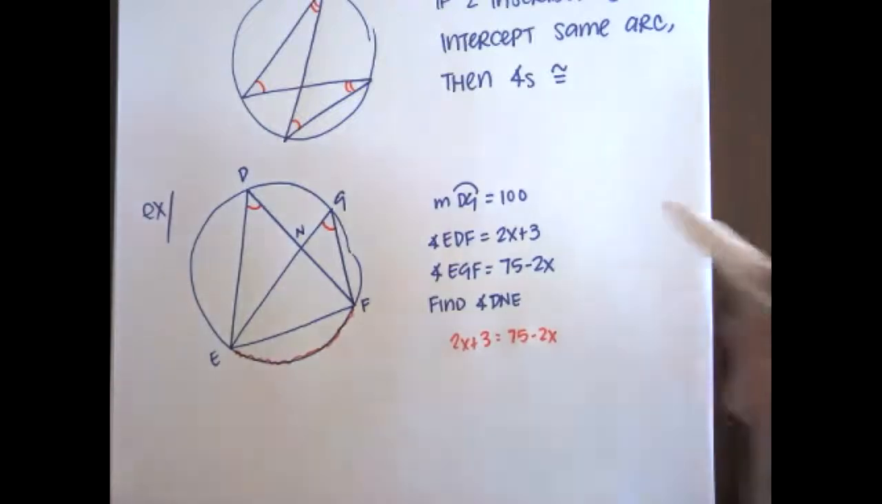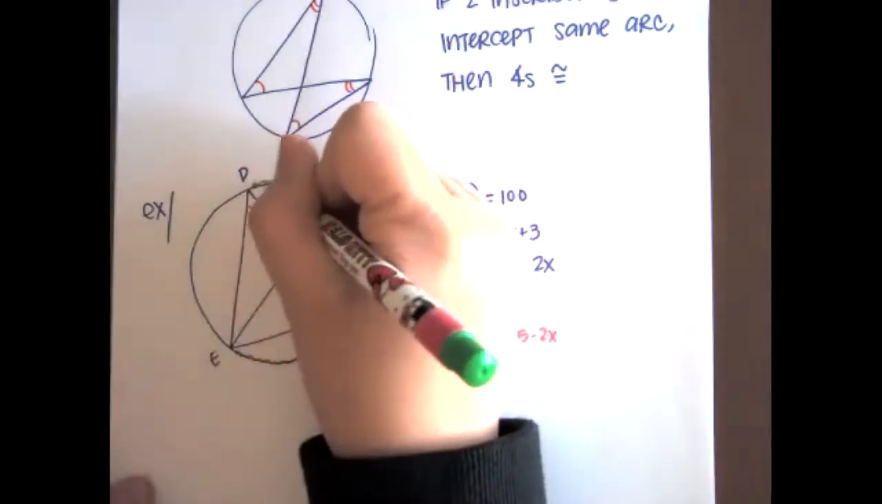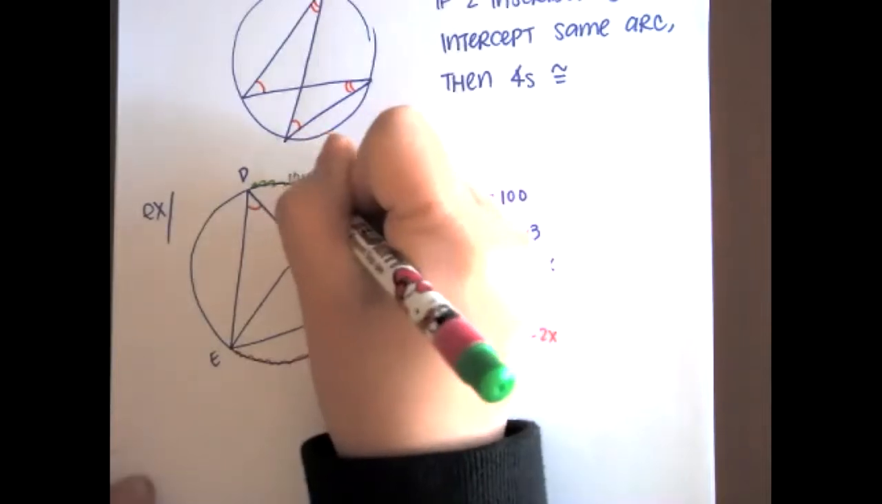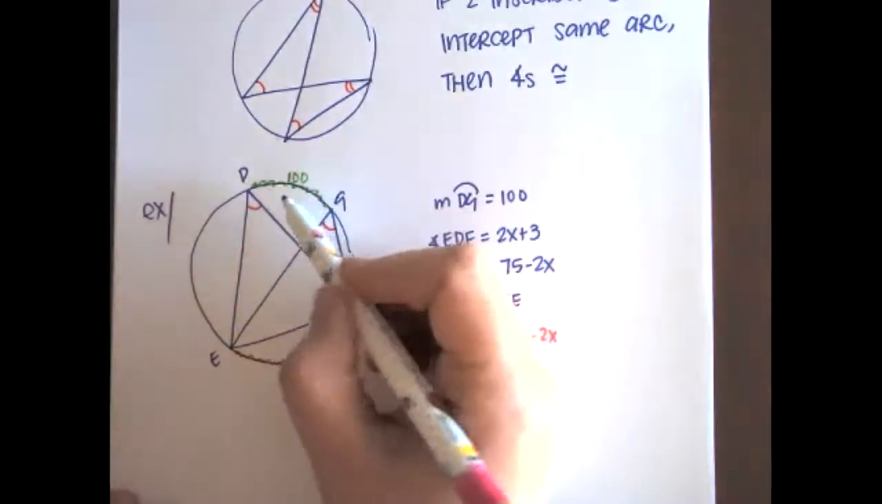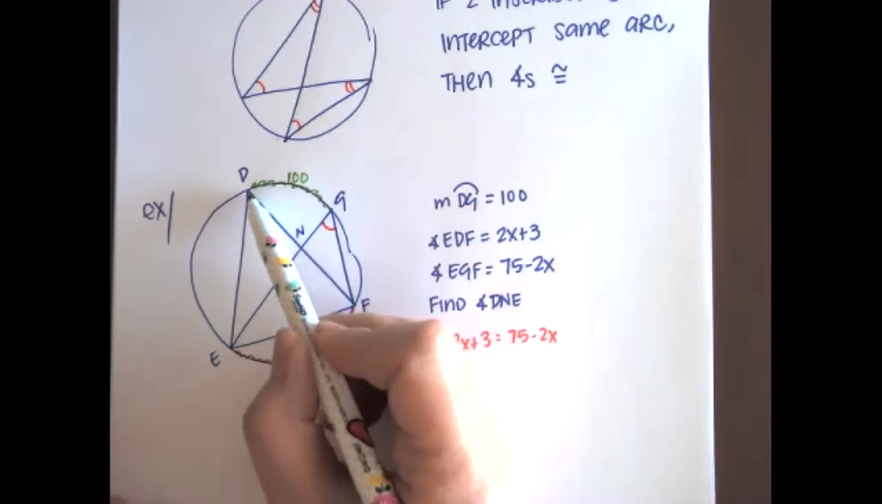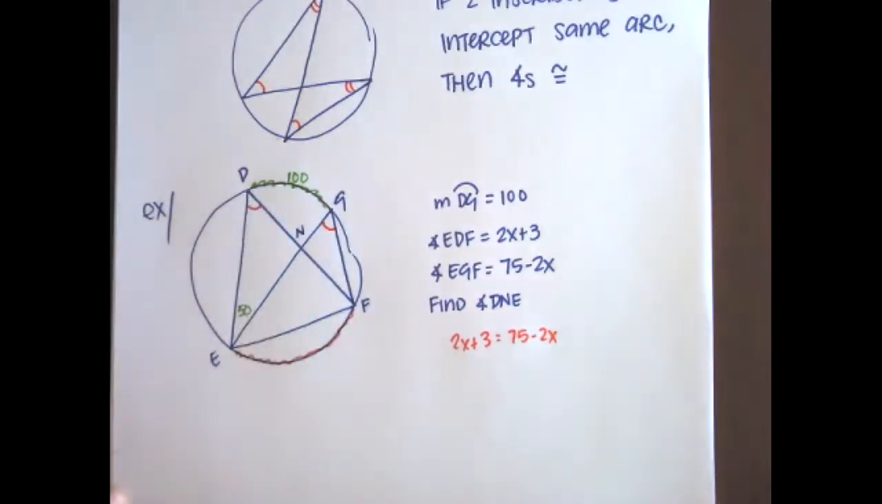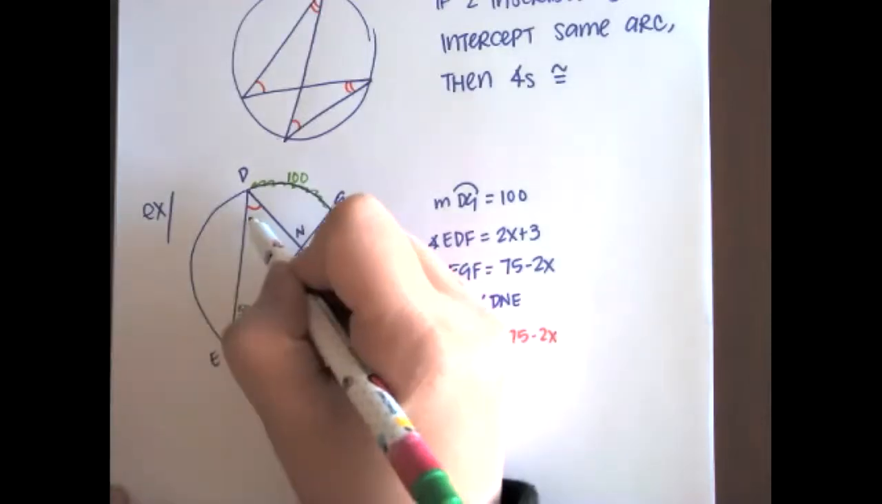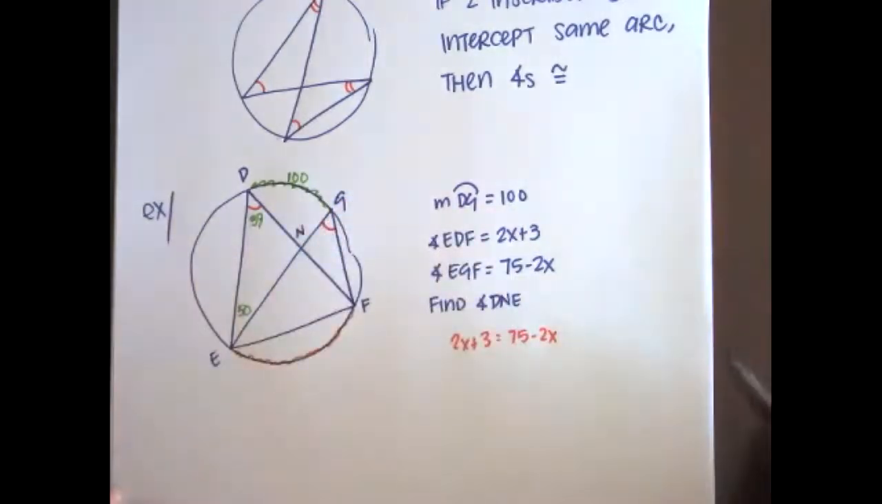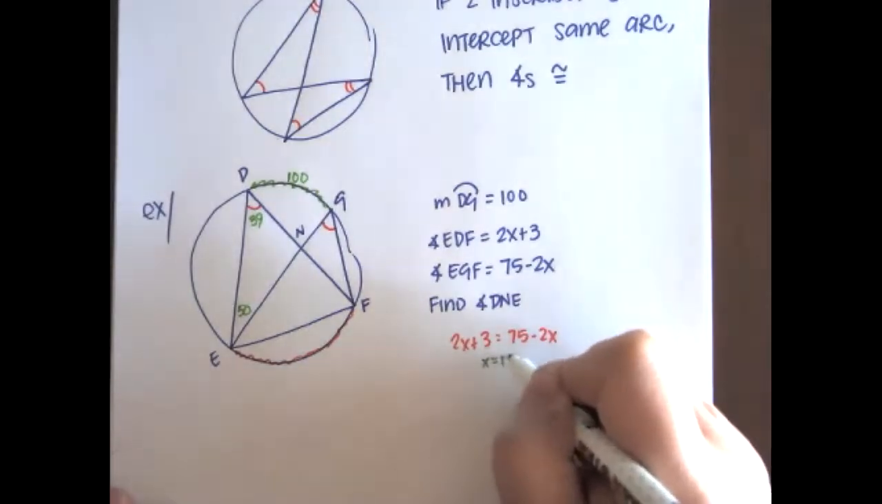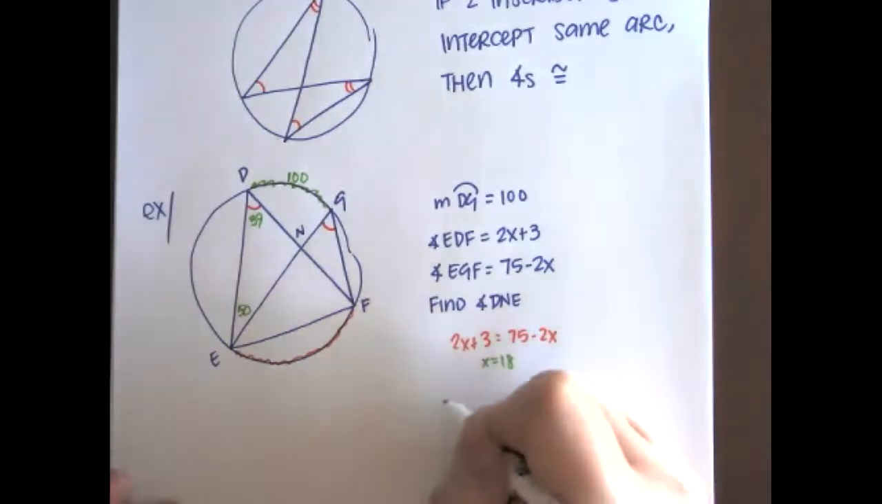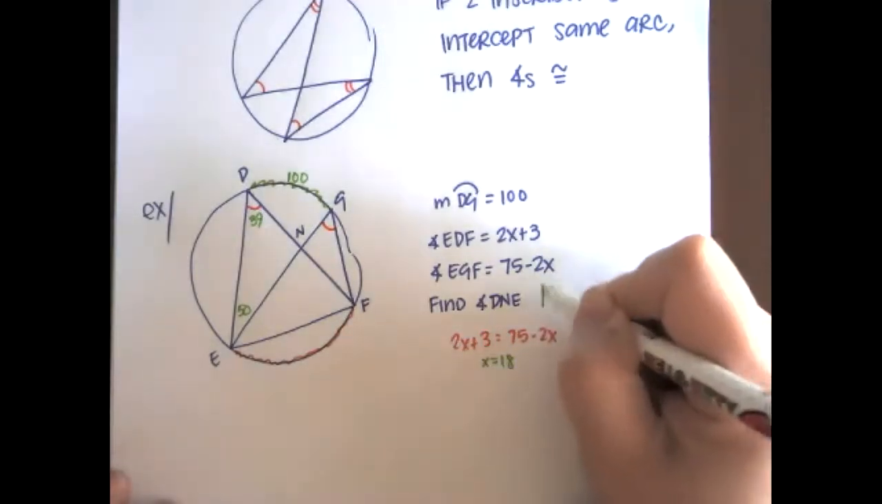You also should see that arc DG here is 100, which makes which angle, so you always look at the arc, which angle intercepts that arc, and that would be this one. So this is 50. You should get 39 here. After you plug in everything, x equals 18, by the way. And then you should get 91 for your answer.